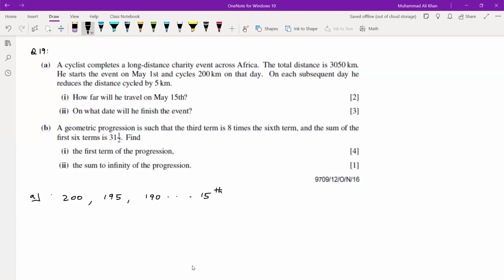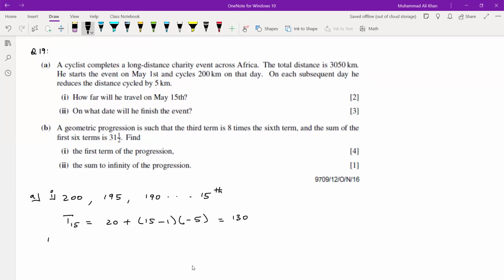So now, by the help of the formula, Tn equals A plus n minus 1 times the common difference, which is minus 5, second term minus first term. What is the answer? 130 is the result. 130 kilometers is the result.